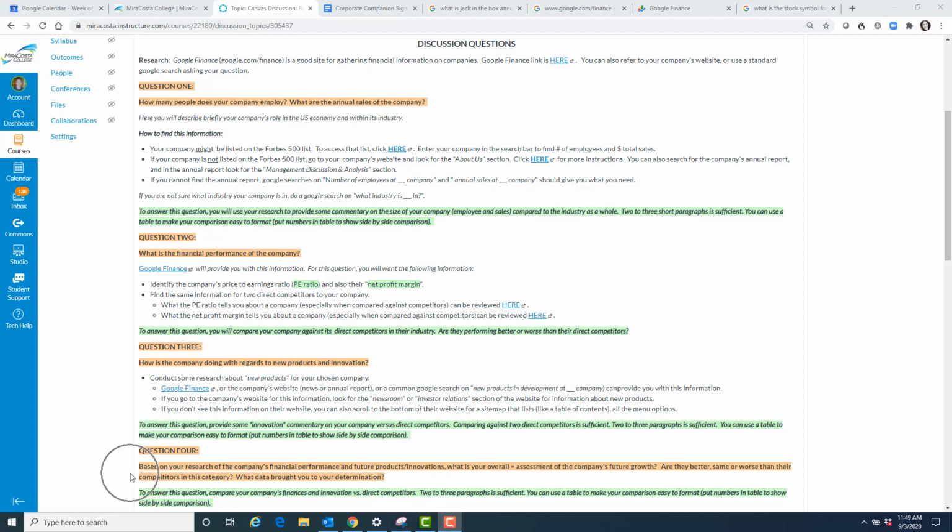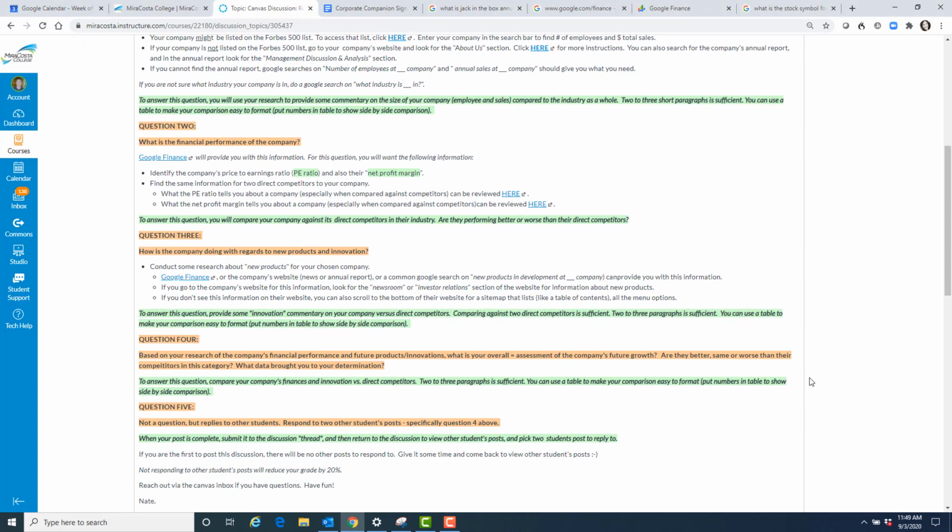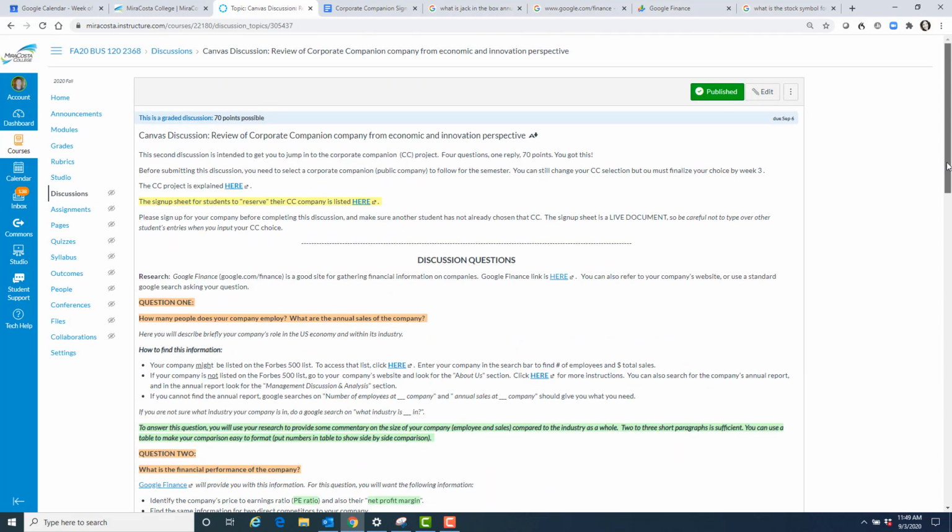So here you don't need research to answer this one. This is your own opinion based on your research. And then your last question, question 5, is replying to 2 other students on this one. So this one's a bigger assignment. It's worth 70 points. So let's tackle the first one here.